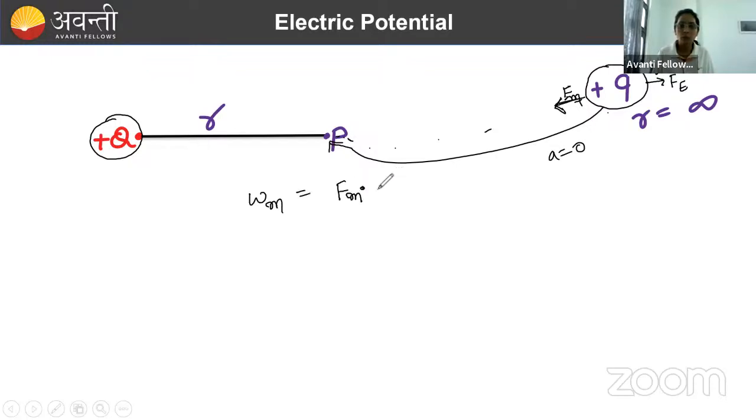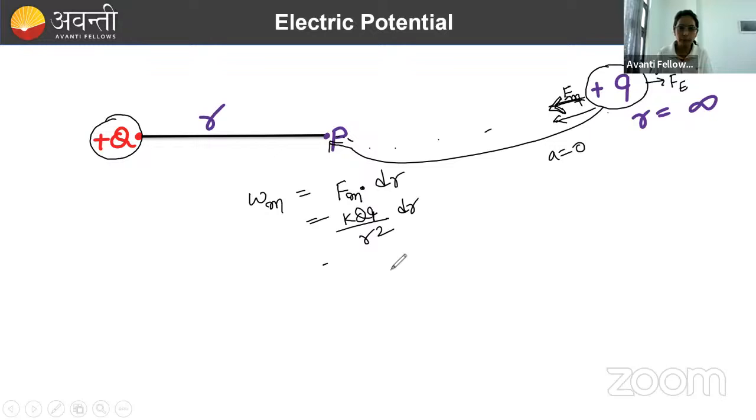Fm dot dr. Okay. Fm will be equal to what? Fe. And its magnitude will be what? Kq by r square dr. Again, Fm dot dr, Fm dr cos theta. Theta is what? Zero, because I am applying force in this direction and the charge is also moving in this direction. So theta is equal to zero.